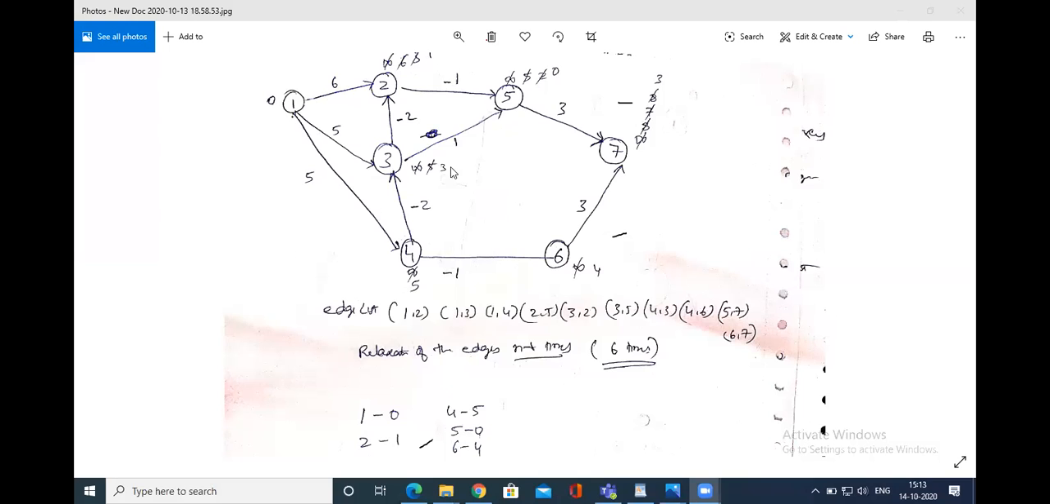4 to 5. Okay. It is 5. At 5 it is 0, at 6 it is 4. Clear? So now let me go to the program.